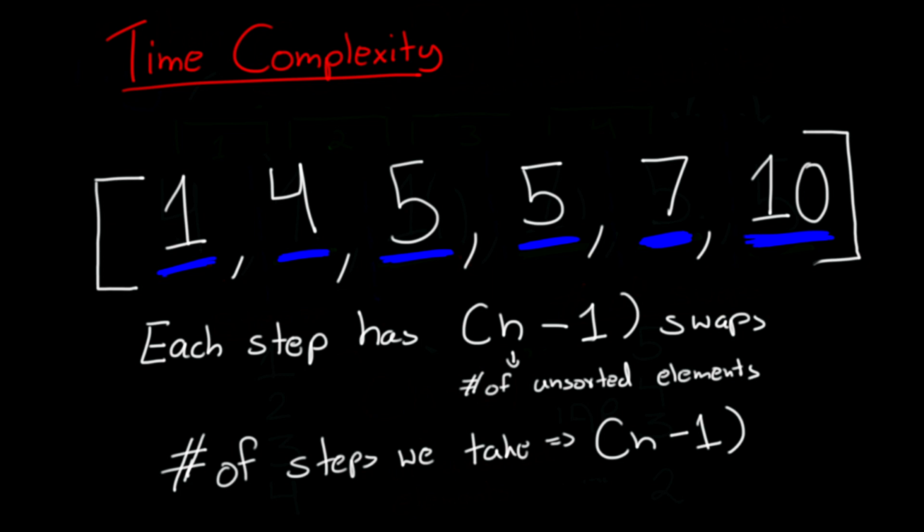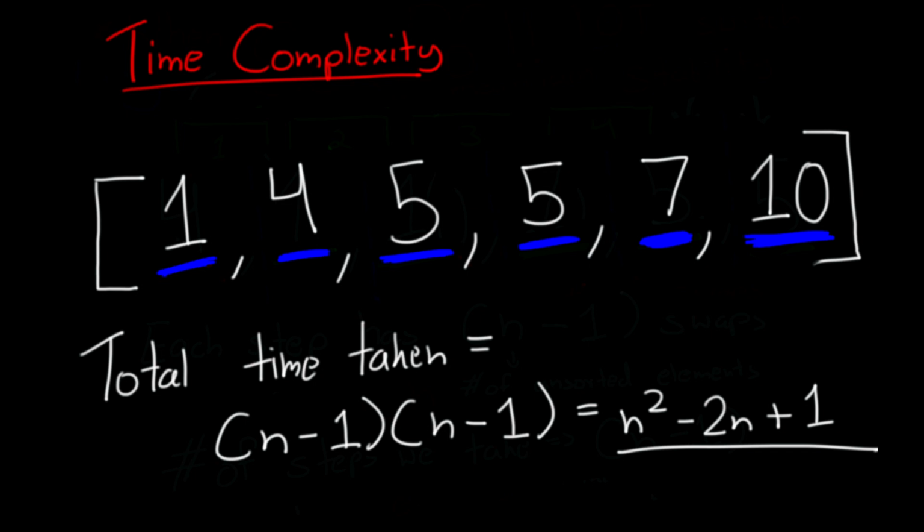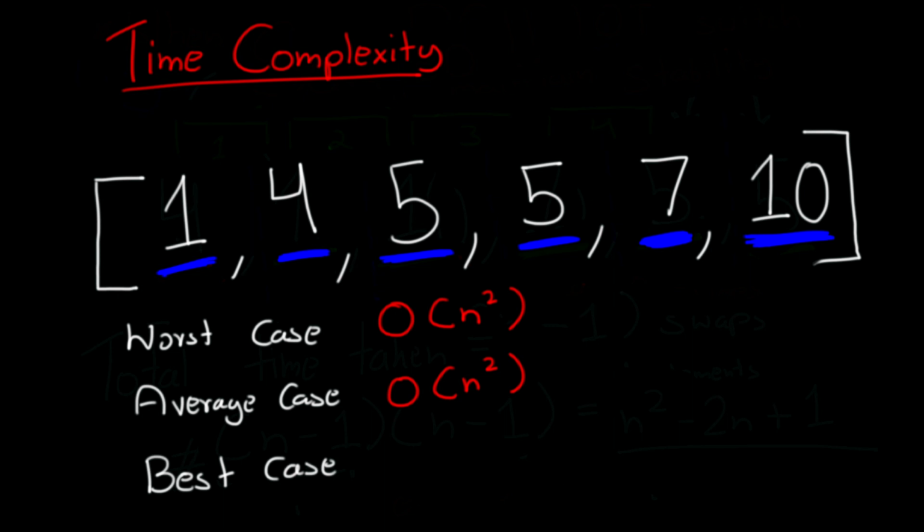We can now find the total time taken by multiplying these two, and we get n minus 1 multiplied by n minus 1, which is n squared minus 2n plus 1. We can take an approximation of this and we get an average case and worst case time complexity of big O n squared, with the best case being big O of n. And in the best case, everything is already sorted, so we have to go through our list only once.